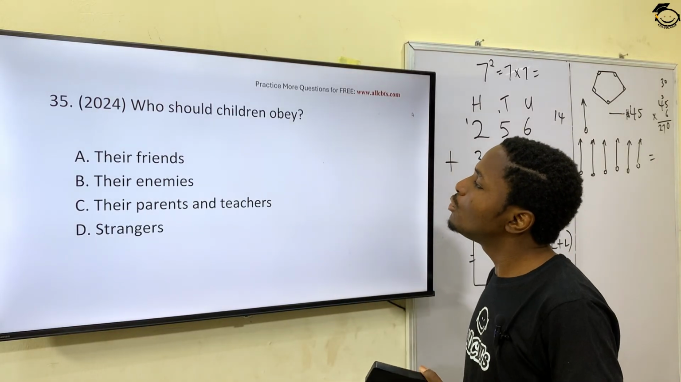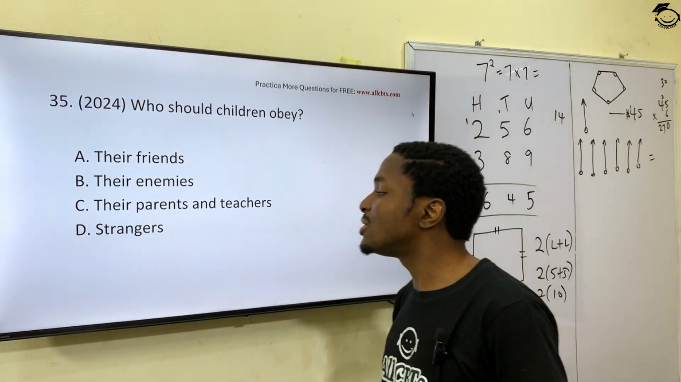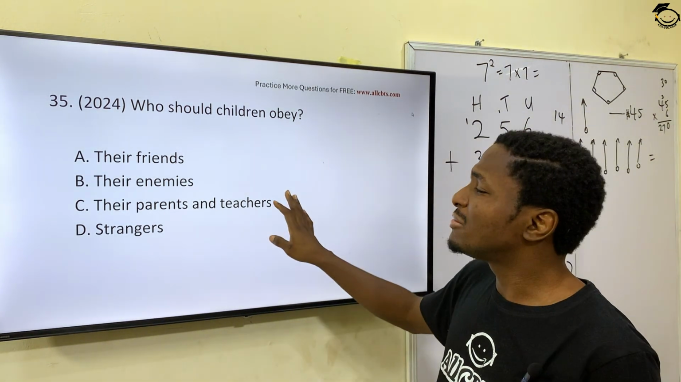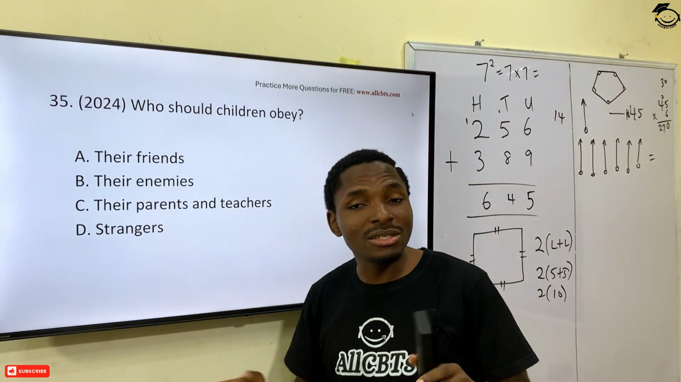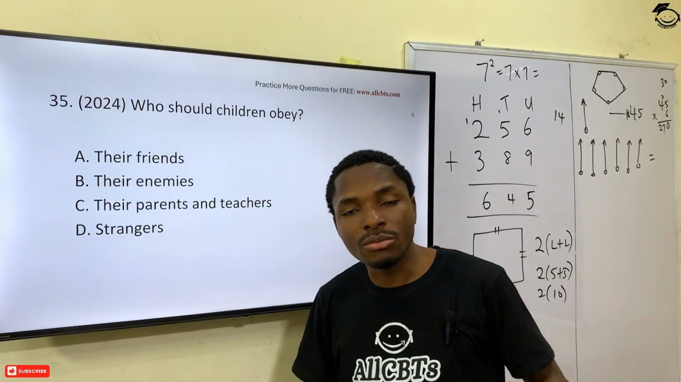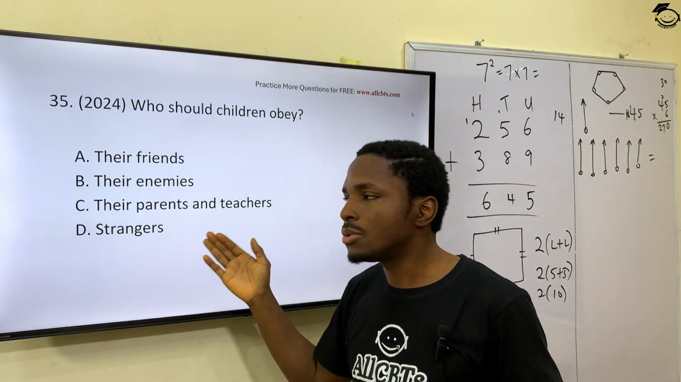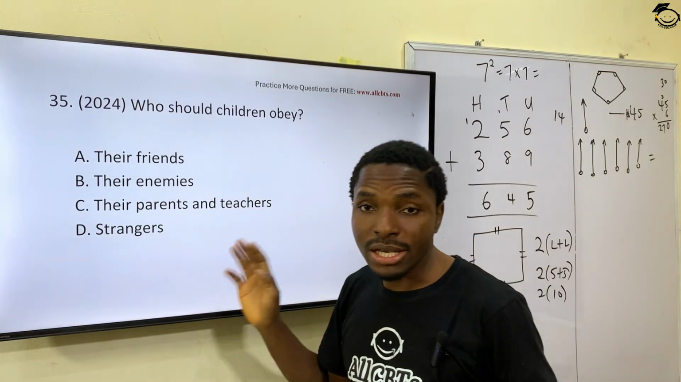35. Who should children obey? Their friends, their enemies, their parents and teachers, strangers. All these kinds of questions are questions that they believe you should know. That shows your value. Okay, so you should not even miss any of this. So make sure that you are paying attention.